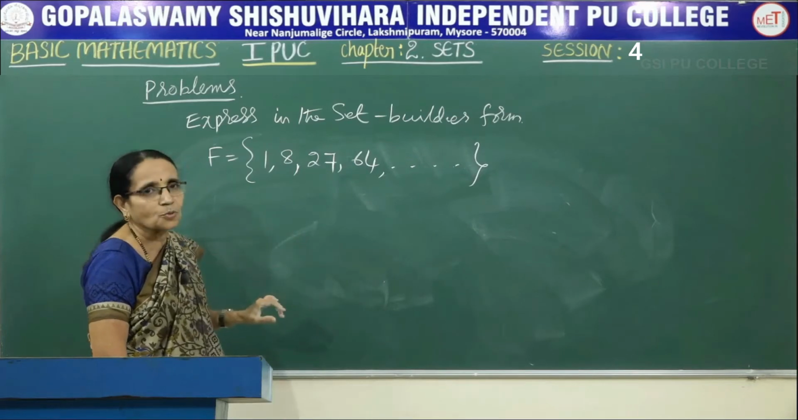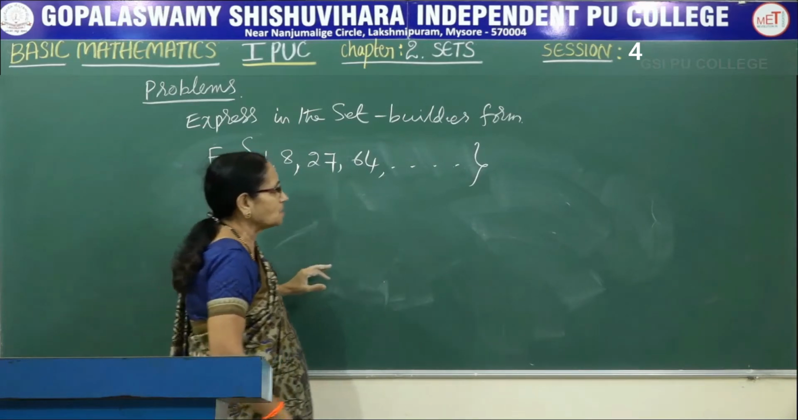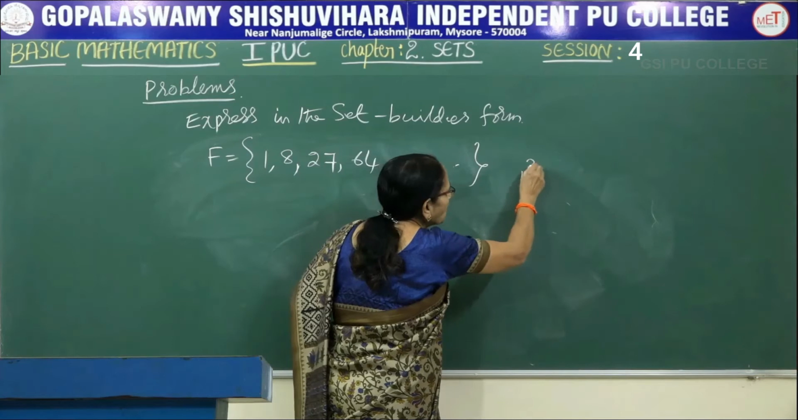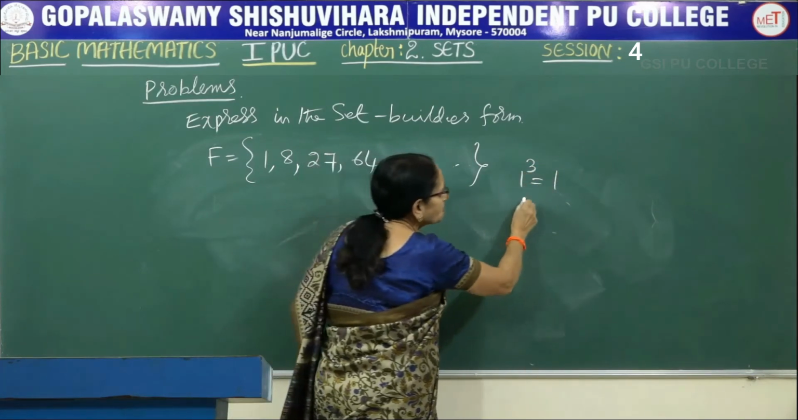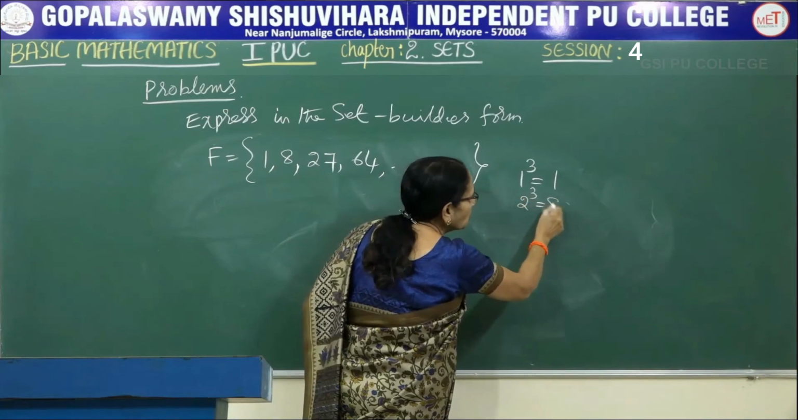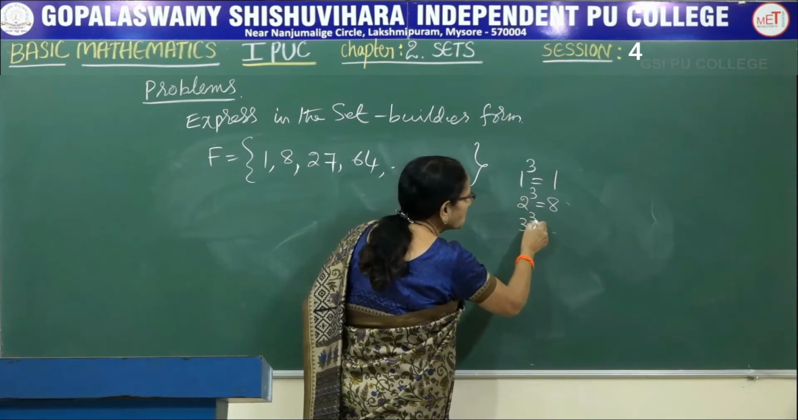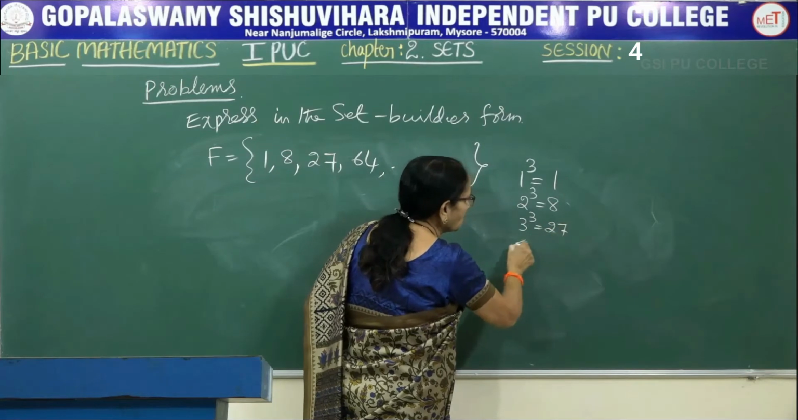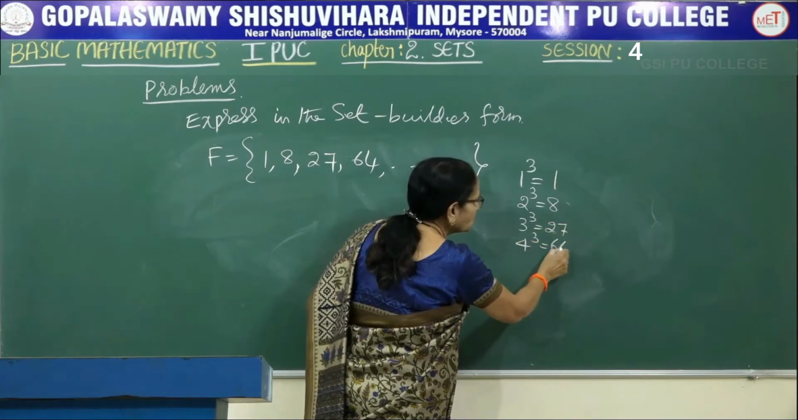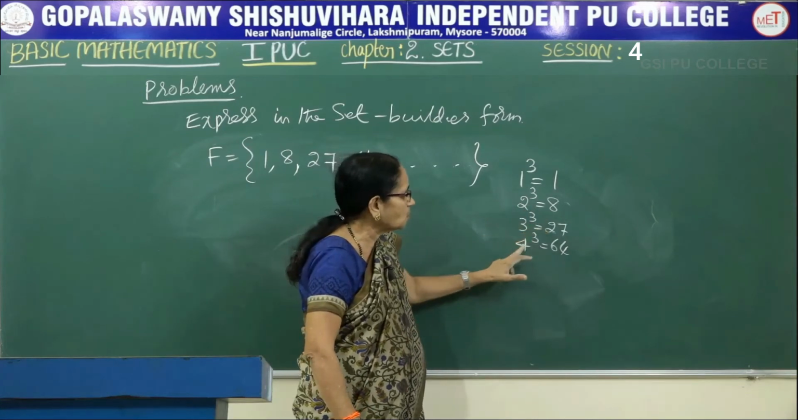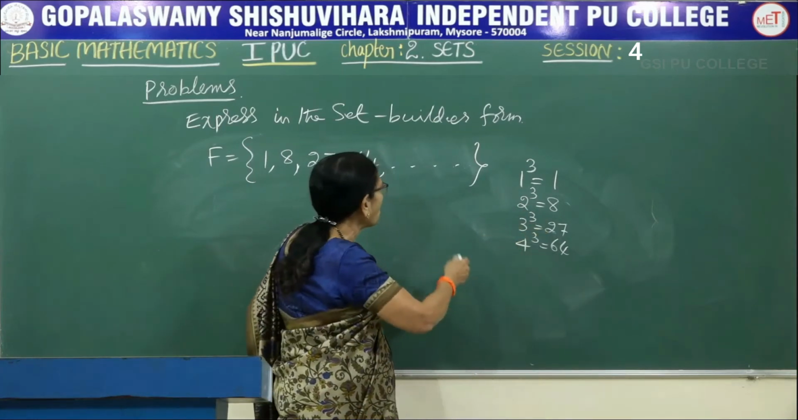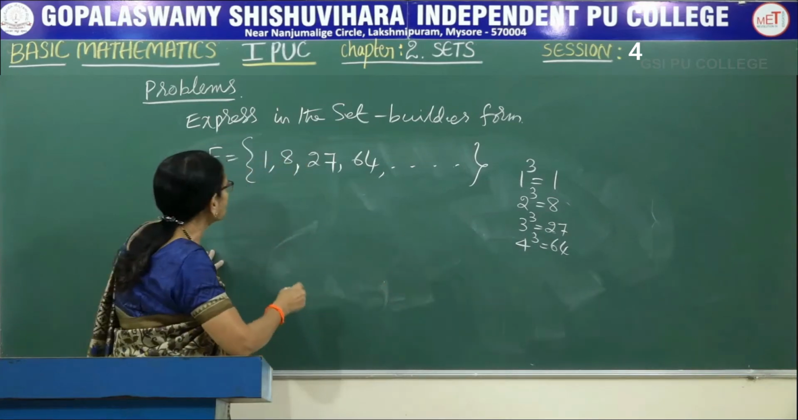Next number is 64. You are familiar with these numbers, that is, if you cube the number 1, you are getting 1. And what is the next number? 2 cube, that is 8. What is 3 cube? That is 27. What is 4 cube? That is 64. 2 into 2 into 2. 3 into 3 into 3. 4 into 4 into 4. That is 64. And the other elements need not be written here.